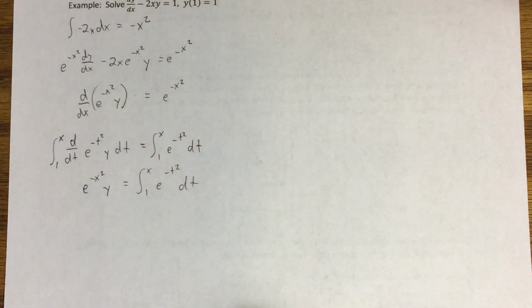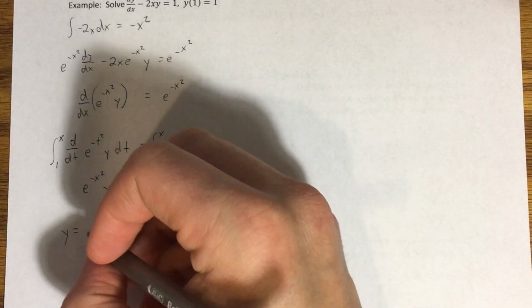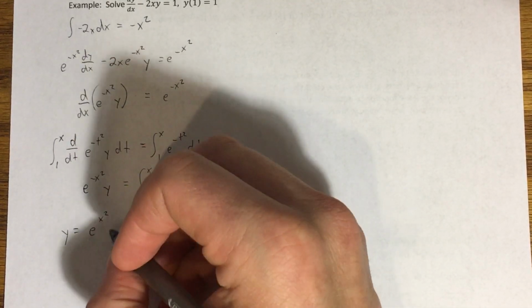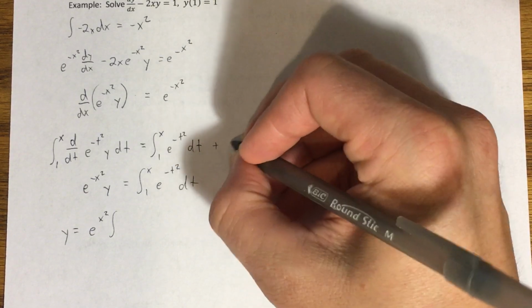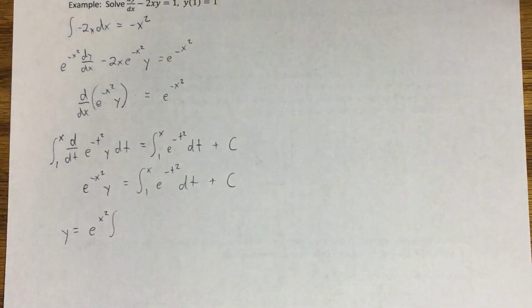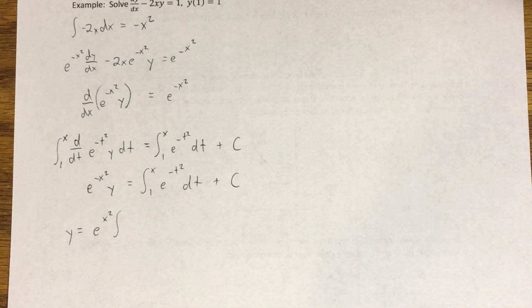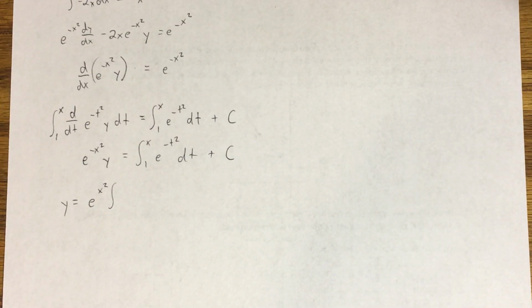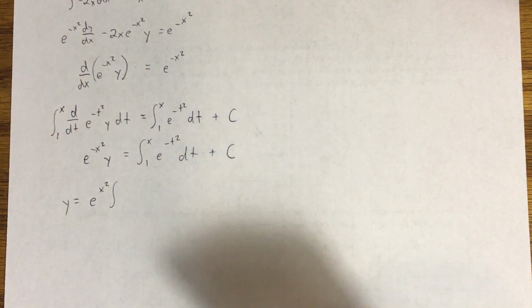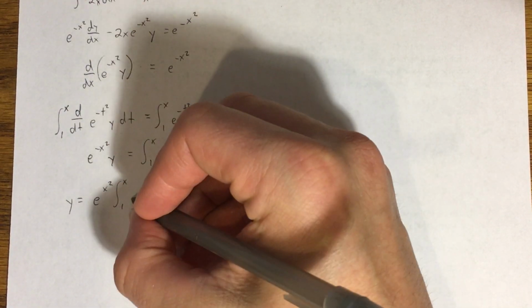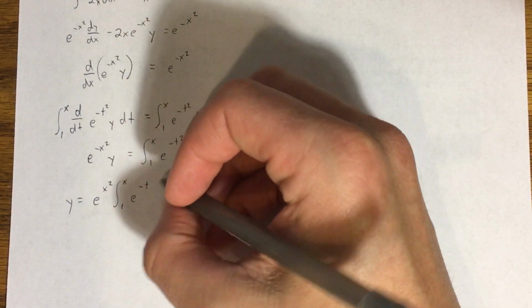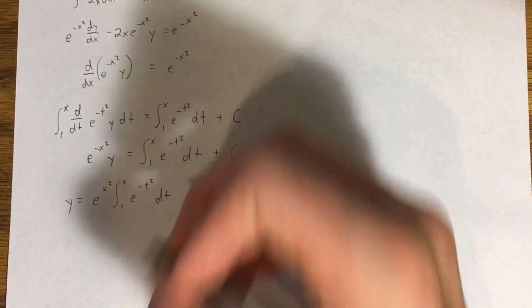Okay, now I can isolate my y. y is equal to e^(x²), multiply both sides by e^(x²). One thing I should have done all the way up here, I should have included my plus C. Even though I'm not able to evaluate that integral directly, I do know that a constant of integration is going to come out, and it needs to be there so that I have a parameter to work with. Integral from 1 to x, e^(-t²) dt.